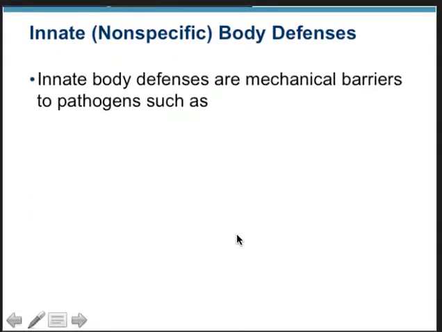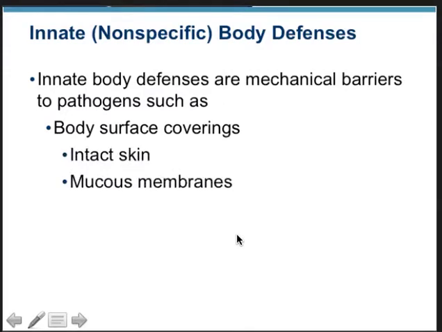Your innate body defenses are mechanical barriers to pathogens, such as the surface coverings of your body, including your skin and mucous membranes. There are also specialized cells throughout the body that provide a barrier as well, including things like your ependymal cells that line the ventricles of the brain, and other areas of the body that basically lock out pathogens getting inside.